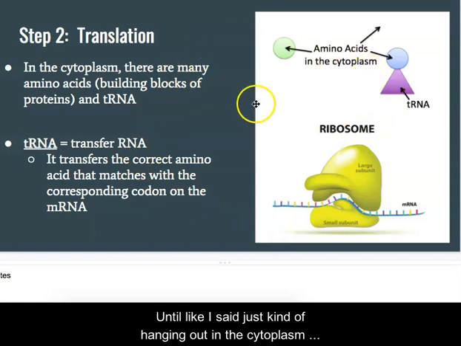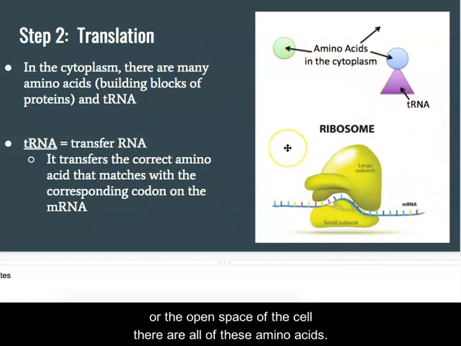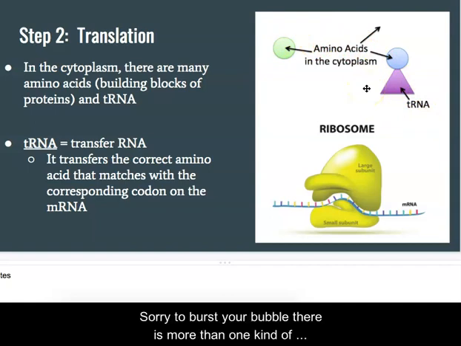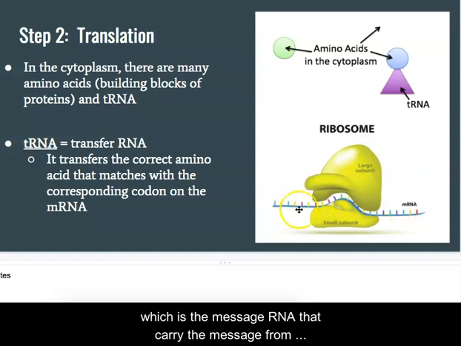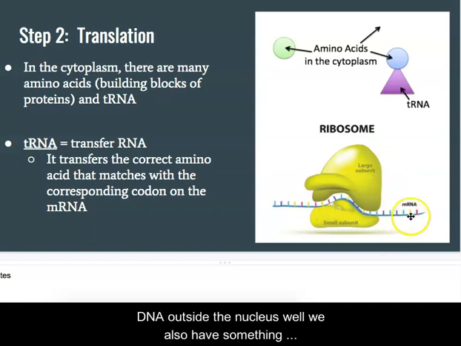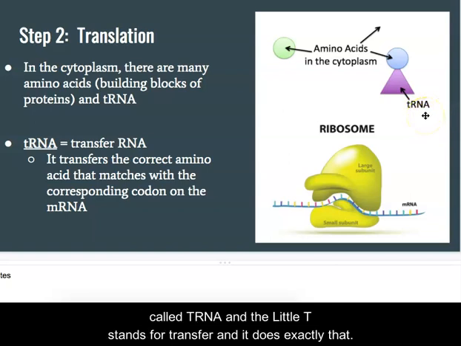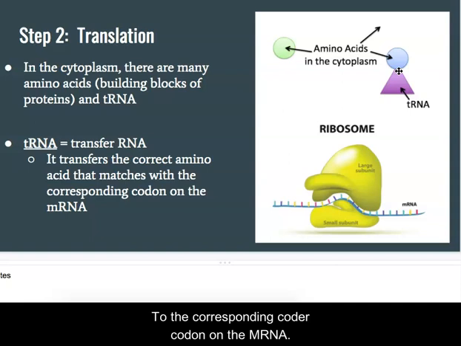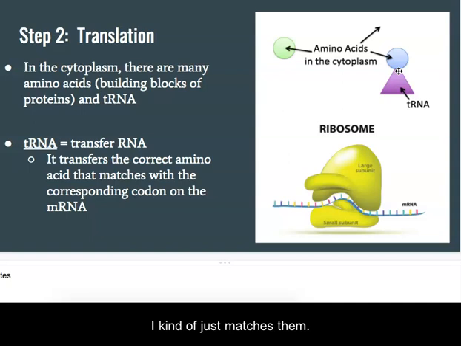And so, like I said, just hanging out in the cytoplasm, the open space of the cell, there are all of these amino acids. And there's something called tRNA. Sorry to burst your bubble, there is more than one kind of RNA. We've already talked about mRNA, the message RNA that carried the message from DNA outside the nucleus. Well, we also have tRNA, and the little t stands for transfer, and it does exactly that. It transfers the correct amino acid to the corresponding code, or codon, on the mRNA. It just matches them up.